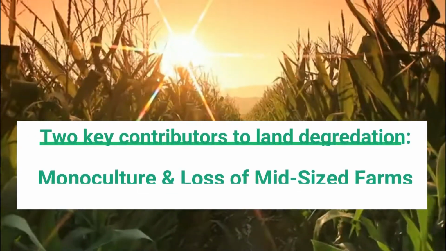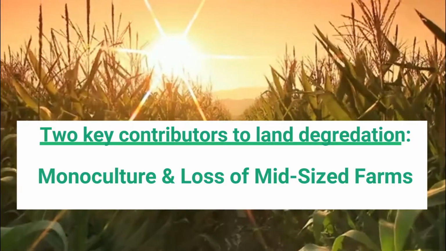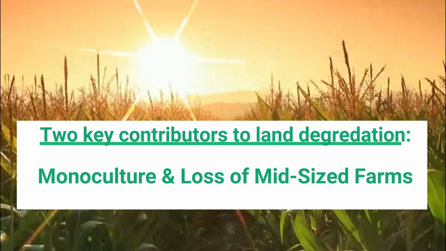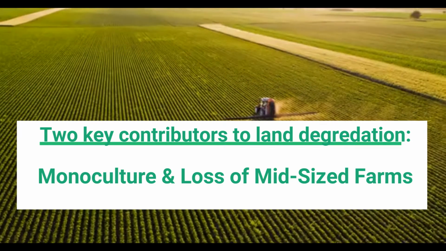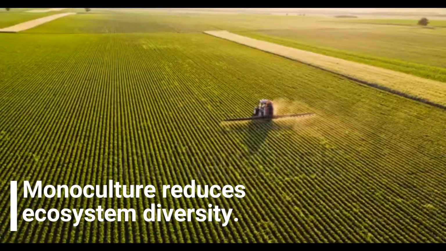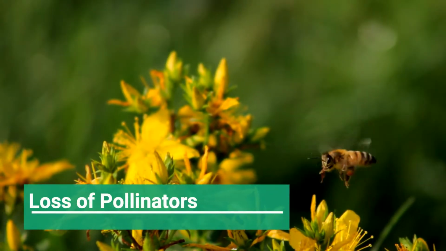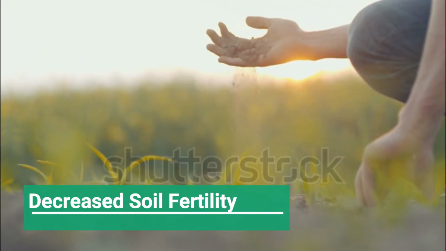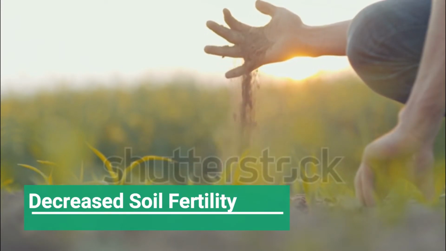There are many negative effects that can be associated with industrial agriculture. Two key contributors to degradation of the land and economies can be attributed to monocultures and the loss of mid-sized farms. Monocultures reduce ecosystem diversity, such as loss of pollinators, and decrease soil fertility because of the use of chemical fertilizers.